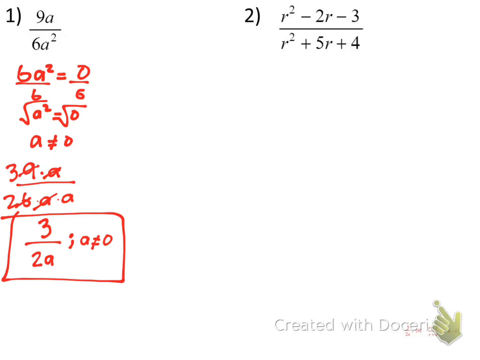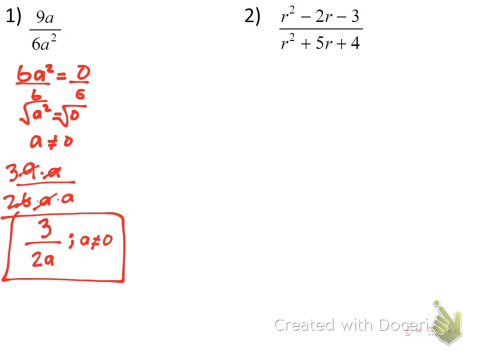Step 2, if needed, factor the numerator and denominator. I factored it, so I knew it was 9 times a and 6 times a for the denominator. Then step 3, I simplify. So I simplified 9 and 6. We know 3 goes into each of those. Simplified, cancel out the a and the a.